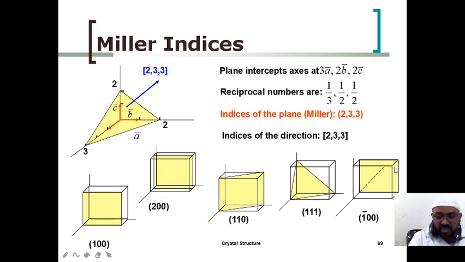And when I say Miller indices, it will not have these commas. If you indicate directions and planes, you will write with these particular values. If I say only Miller indices, you can just see.